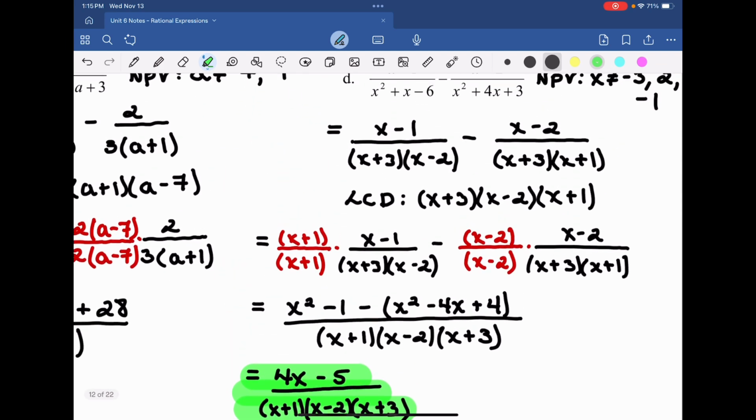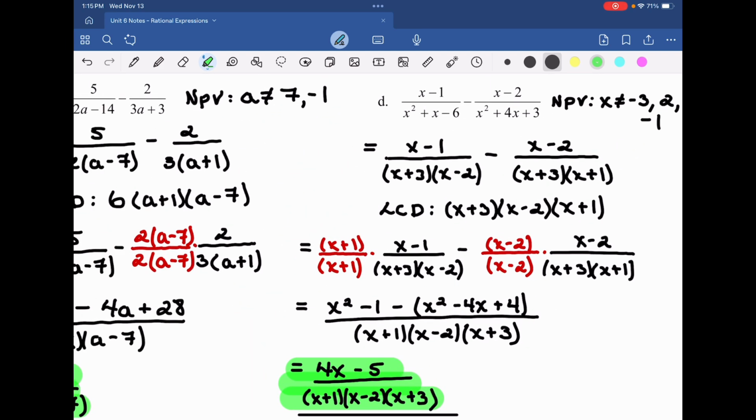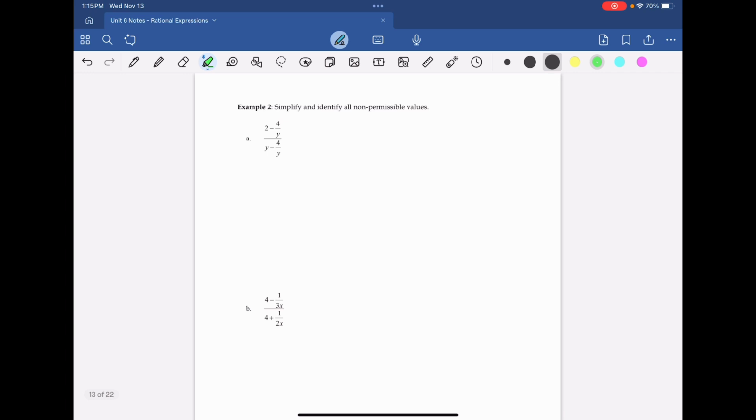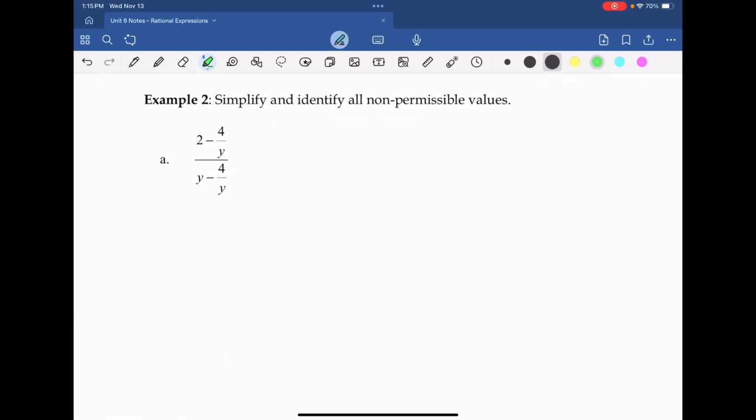So let's just zoom out here and recap the steps. Again, we factor it, if it's trinomials, difference of squares, whatever it is, we factor it, state the NPVs, establish the LCD, then multiply numerator and denominator by that missing term on each fraction or each rational expression, combine the numerators, leave it in its factored form, done.